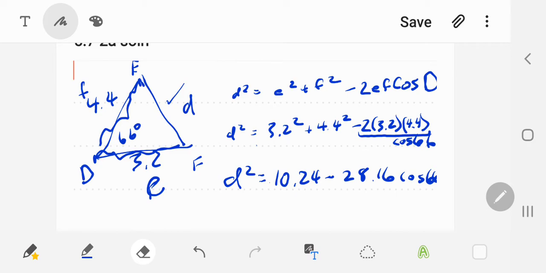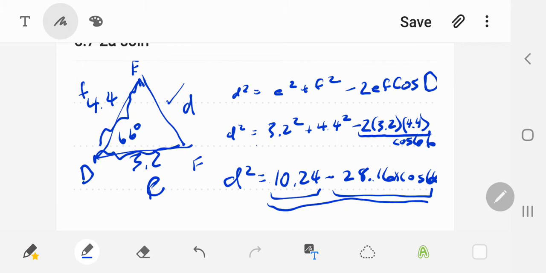If that doesn't work, what you have to do is basically take this part here, minus all of this. And you know that for the 28.16 cosine 66, we have to think of that as a times. Now, here's what I like to do. I like to use my calculator to do this entire calculation in one step. And then at the end, I square root it.